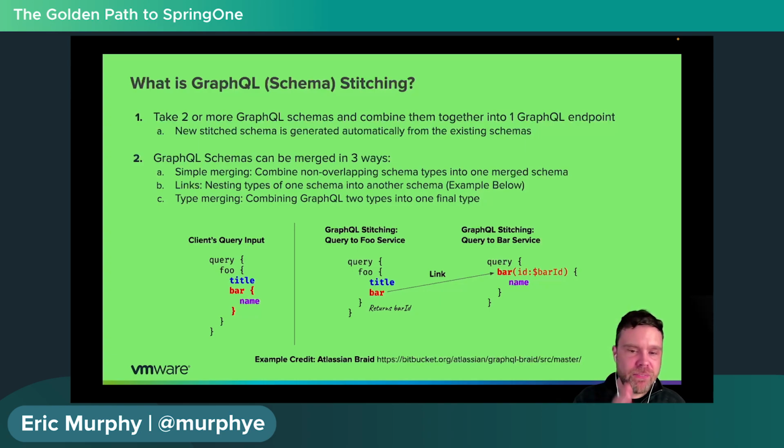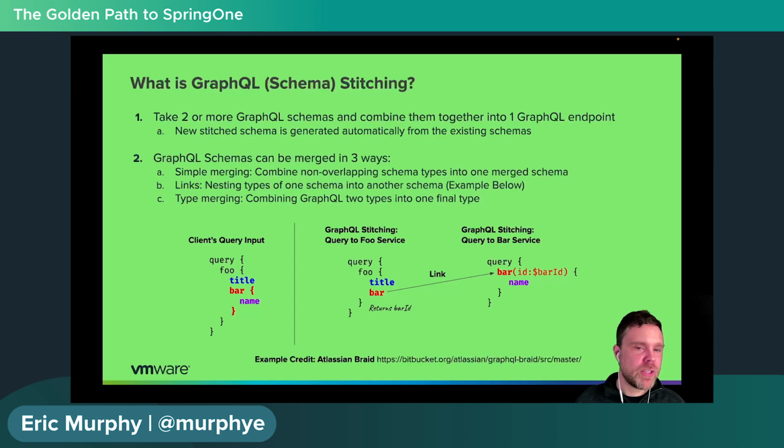So let's say you have a foo service and a bar service, and they both have their own GraphQL endpoints. You can actually have a link from the bar in the foo service that carries over to the bar in the bar service that returns the name, right? So this allows you to essentially nest data together across two GraphQL services, but from the client's perspective, it simply looks like one schema and one service, even though behind the scenes it is actually two.